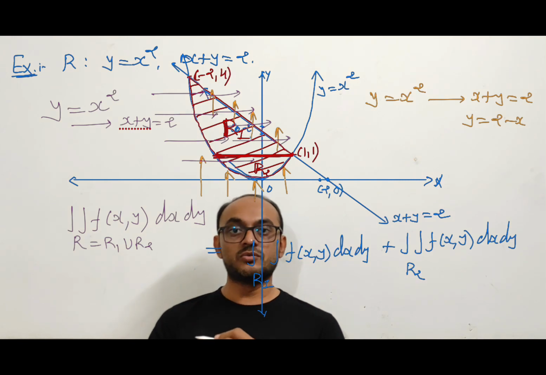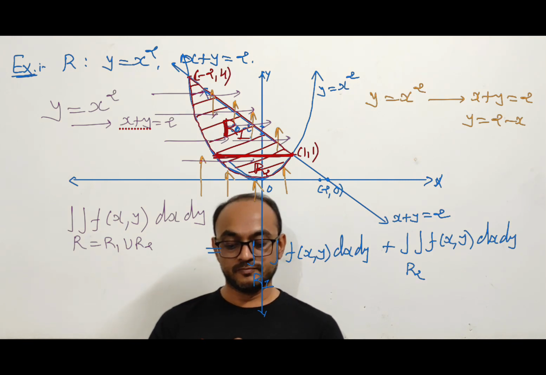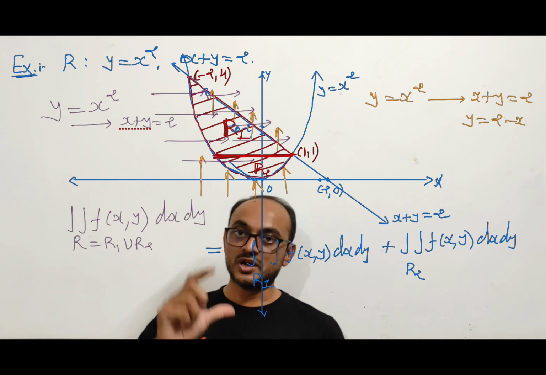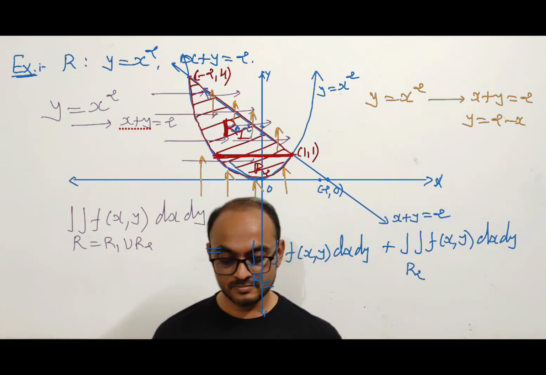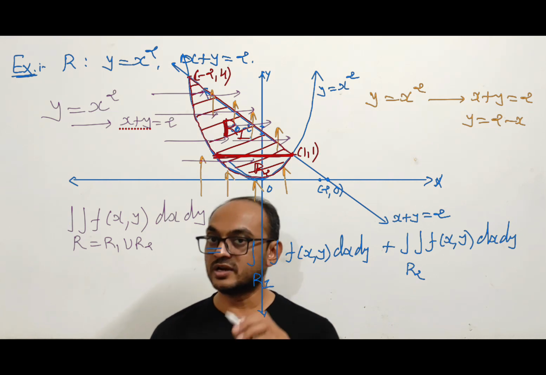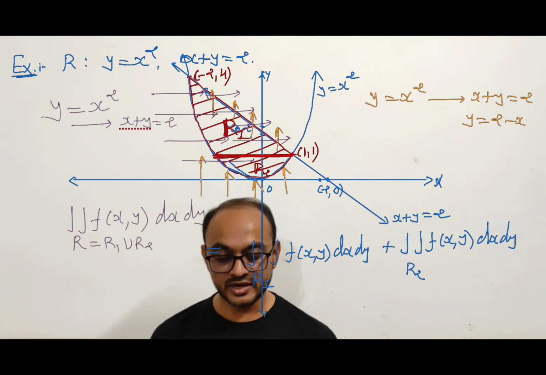Now let us try to understand what is happening for R1. What is the portion R1? Now you know entry is common for both the curves, right? What is the entry? y is equal to x squared. That is the entry.